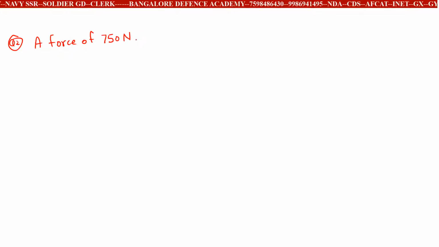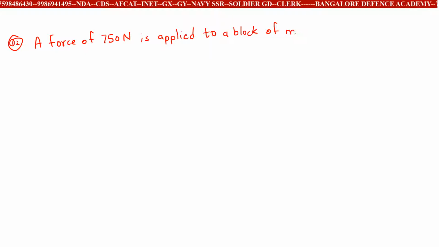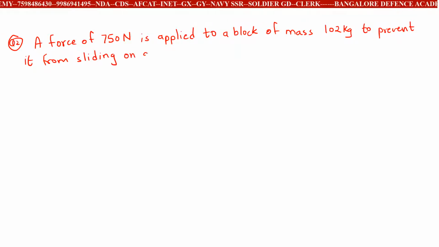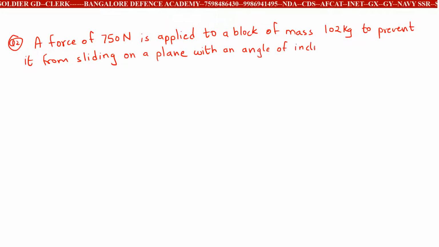The second question. A force of 750 Newton is applied to a block of mass 102 kg, to prevent it from sliding on a plane with an angle of inclination. The angle is given as 30 degree.